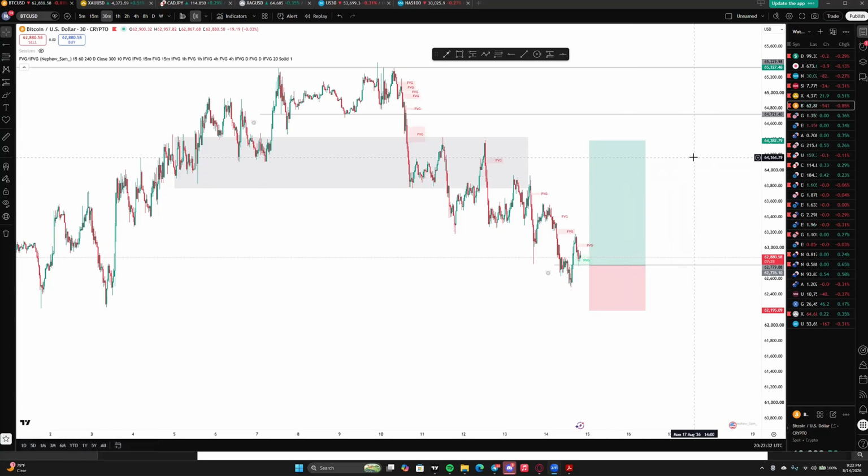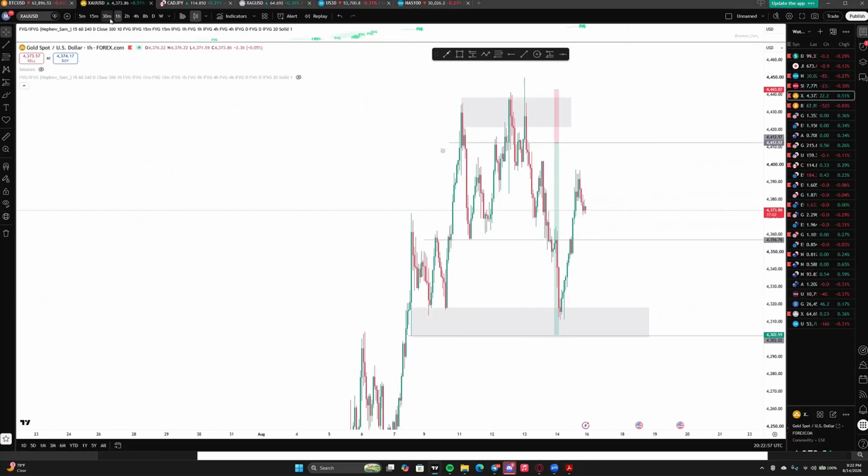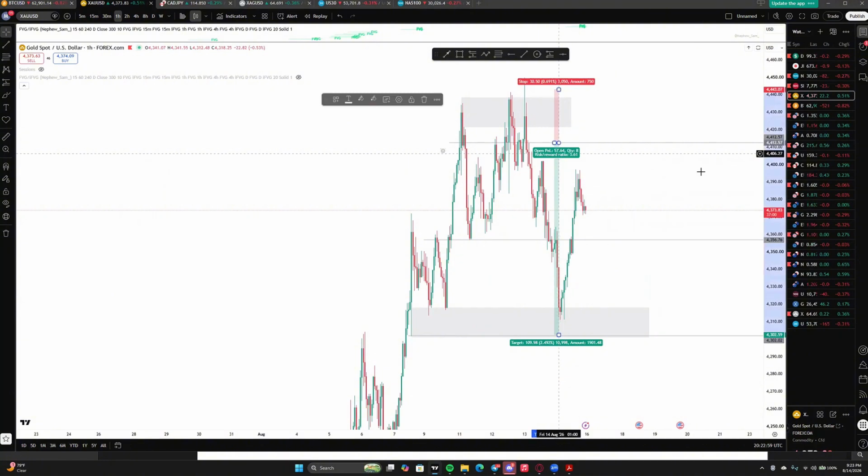So this is a trade I'm currently on. So let me use this trade as an example. So we have the long and the short position tool. Let me use something different. Let me use gold. So we have the long and the short position tool.